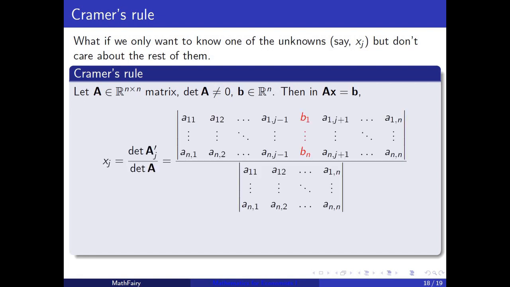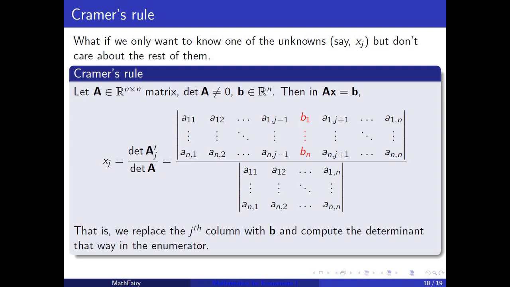In that case, we can get the jth unknown variable, so the jth coordinate of the solution vector, as the fraction of 2 determinants. So in the denominator, we have the determinant of the original matrix, which of course has to be non-zero. And on the top, we have replaced the jth column with B and compute the determinant that way. Please note that calculating both determinants is usually very time-consuming. So Cramer's rule is more of a theoretical tool that we like to use.